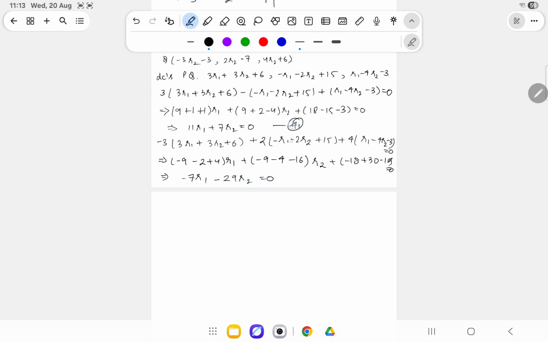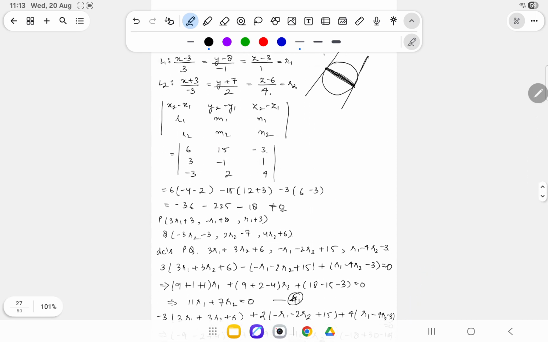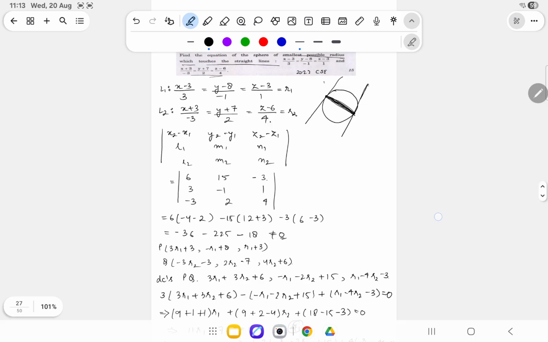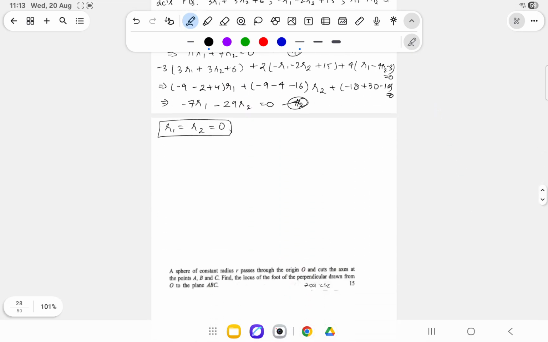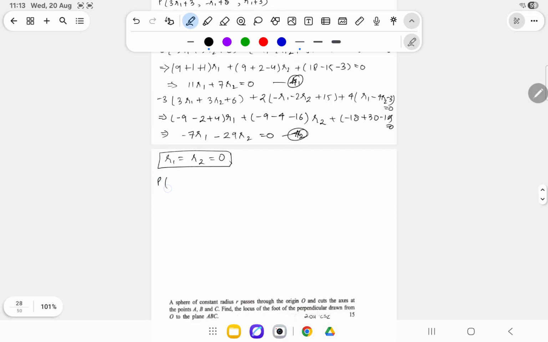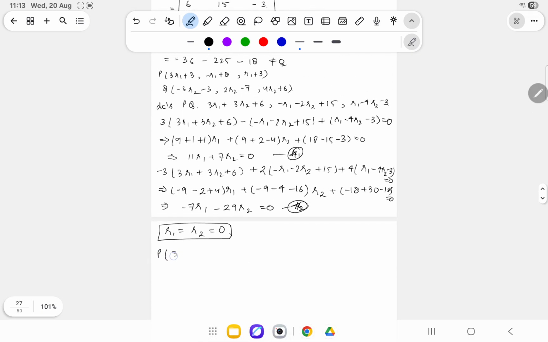So I can just solve star 1 and star 2 to get value of r1 and r2. So if I solve this, I'll get r1 equals to r2 equals to 0. So from here I got 2 points, basically the intersecting points P and Q. So this will also be the points of opposite ends of a diameter on a sphere. So my point P is 3, 8, 3 and my point Q is minus 3, minus 7, 6.